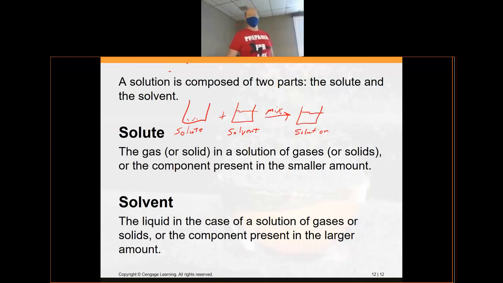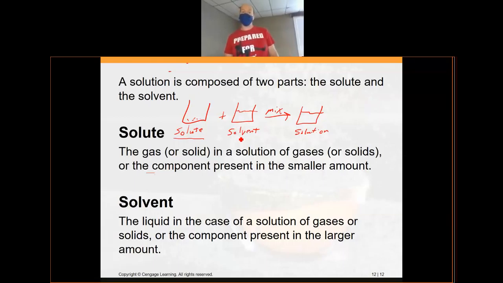All right, chapter 12 is going to be about solutions, and we're going to have different concentration units. But it is very important to understand how you make a solution. You make a solution by taking a solute. It can be a solid, liquid, or gas. Typical solute is a solid, and then you have a solvent. Again, that could be a solid, liquid, or gas.